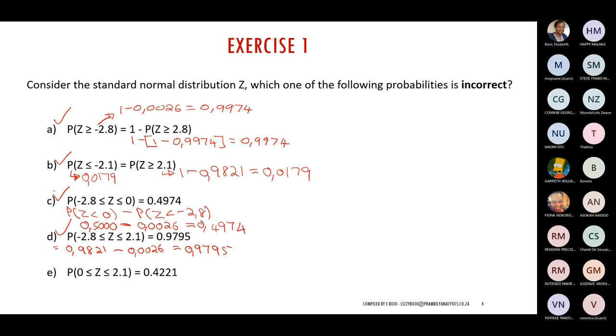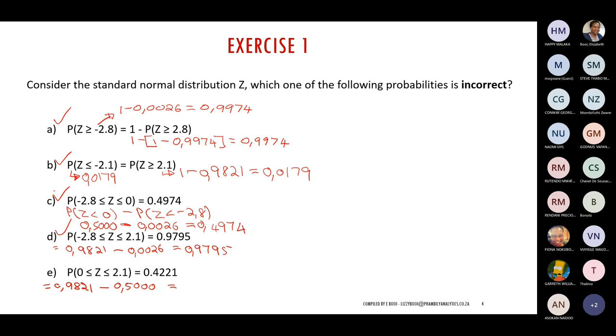The last one. Z lies between two values, 0 and 2.1. We did find the probability of Z less than 0, which was 0.5. So we also did find the probability of Z less than 2.1. Did we? Yes, we found it was 0.98. So we're going to first get 0.9821, because we need to first start with the probability of Z less than 2.1 minus the probability of Z less than 0, which is 0.5000. And what is that answer? Okay, the answer is 0.4821, which is not the correct answer.